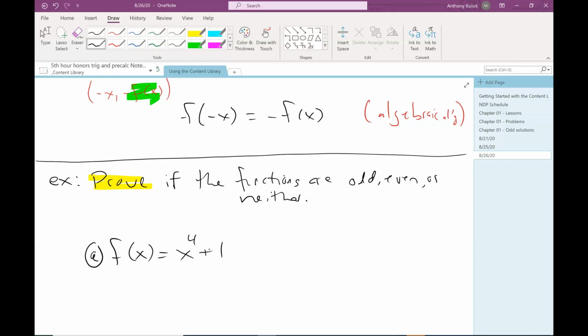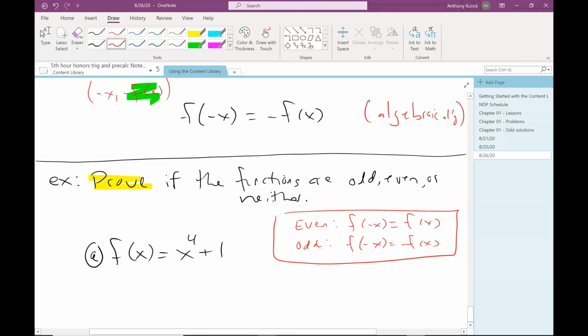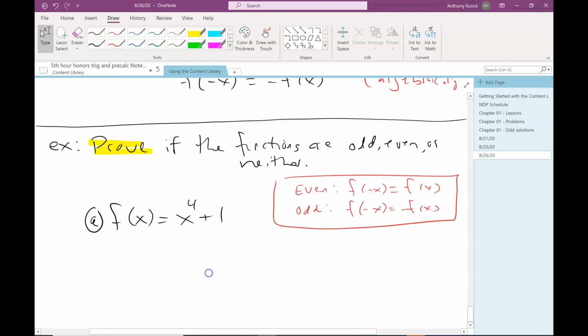So if we look at our algebraic definitions for odd and even, that's the not even, that was the first one. There we go. Writing down the right definition is important, right? Both of them start with f of negative x. You see that? So that's what I'm going to start with in my proof. I'm going to compute f of negative x and see if that gives me one of these two things. And if it doesn't, then it's neither. If it does, then it's the one that I found.